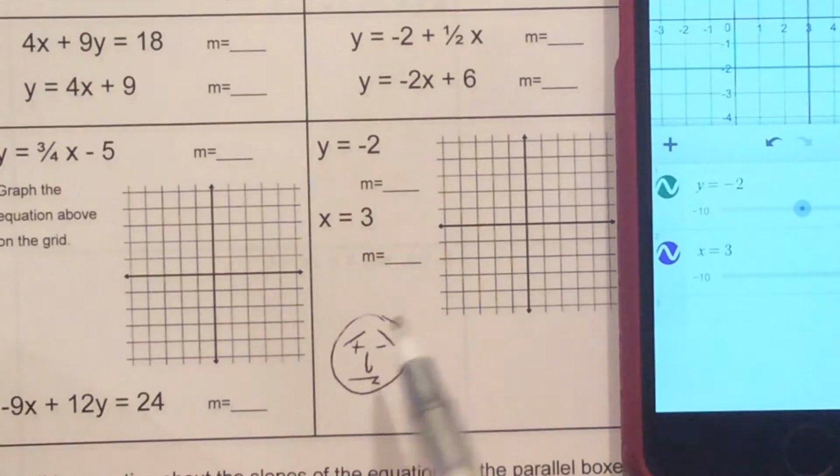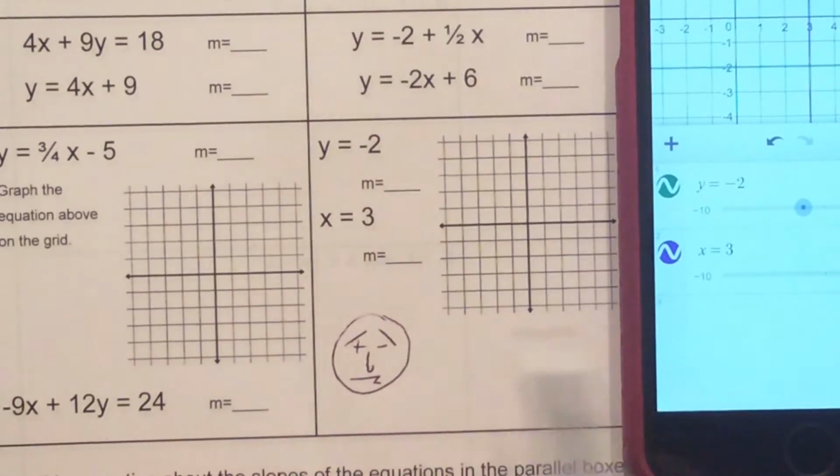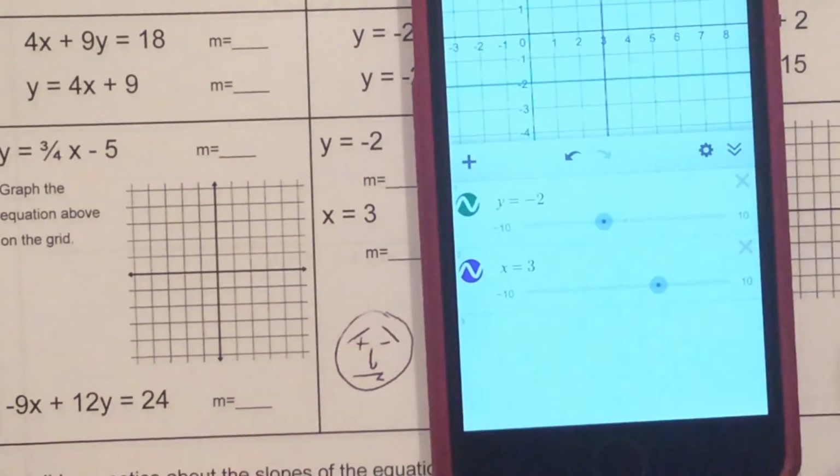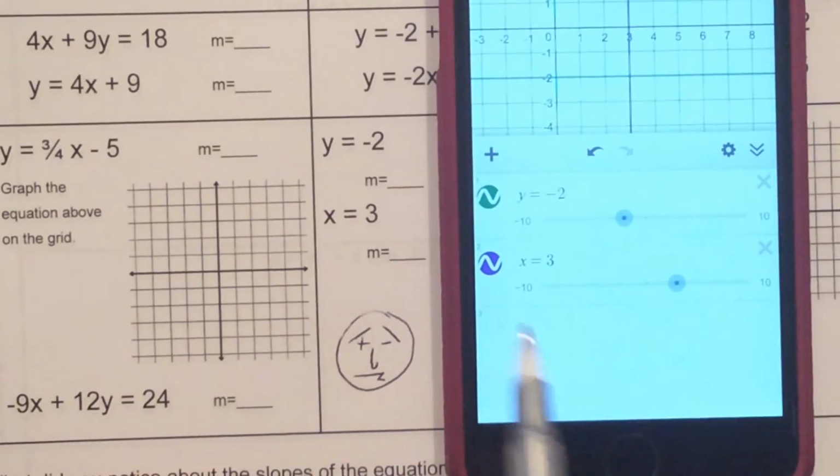So in this case, we're not doing positive or negative lines, those are going to be on the other parts of the page. But for these, we have vertical and horizontal lines. So one of them is going to be undefined. This vertical line is going to be undefined. You also have this horizontal line that is in this question.